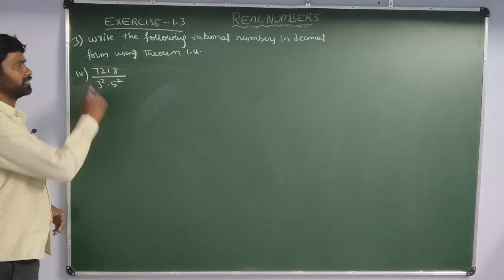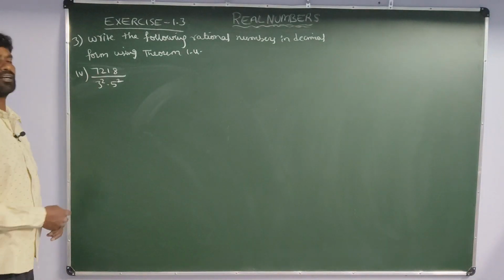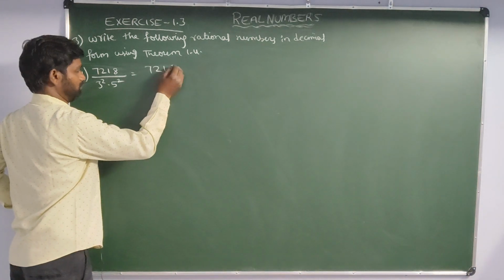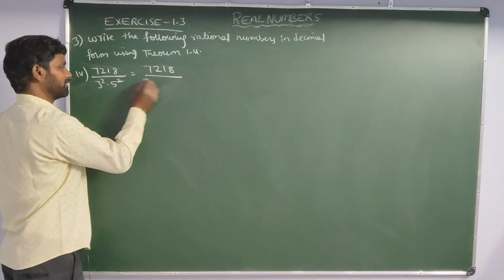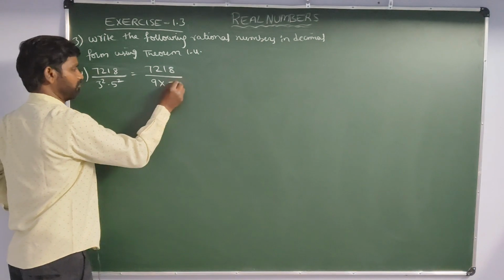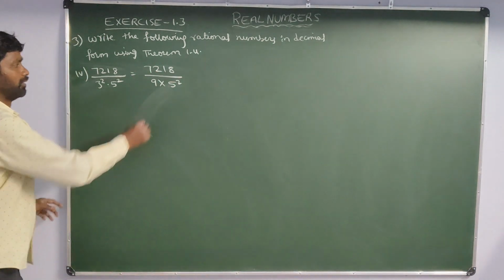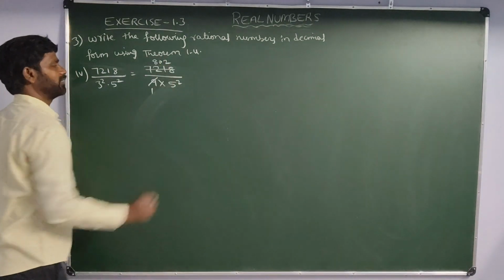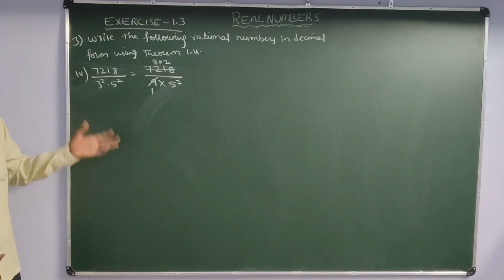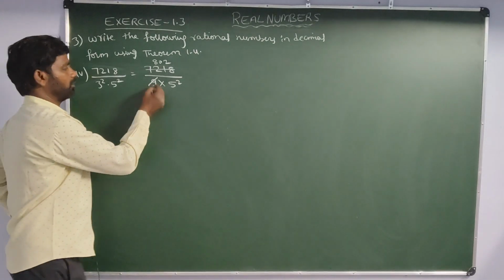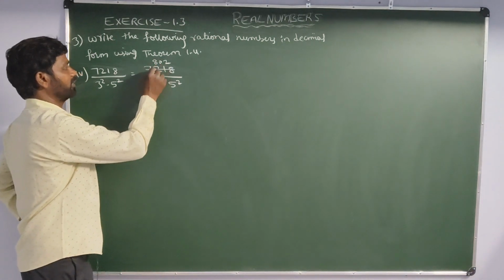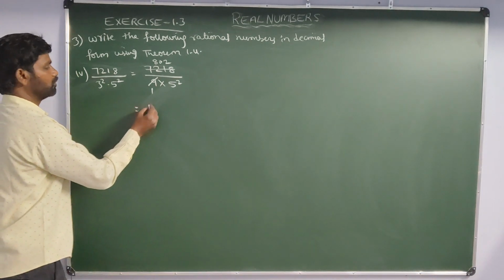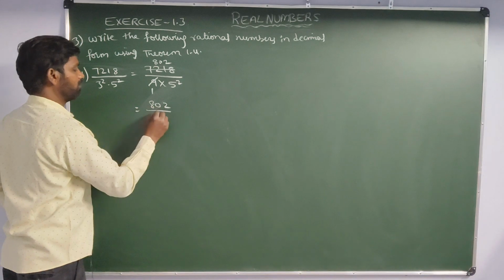Next question, fourth question, 7218 divided by 3 square into 5 square. So we write that as 7218 divided by 3 square, which is 9, 9 into 5 square. 9 ones are 9, 9 eights are 72, 0, 9 twos are 18. There is a possibility of cutting. Therefore, we can cut by using the 9 table. 9 ones are 9, 9 eights are 72, 0, 9 twos are 18. That is equal to 802 by 5 square.